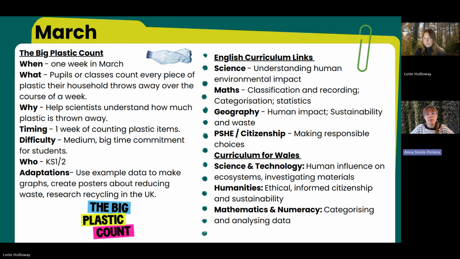There's lots of counting involved. It's not too complicated. Tally charts aren't too complicated. The adaptations to make it a bit more complicated, if you wanted, is that the Big Plastic Count does give historic data. So you could use this example data to make graphs, see what's changed about plastic use. But also it might give your students a chance to become science communicators. So they could create some posters about reducing waste or recycling. Again, these posters can be very simple and just say don't drop rubbish, or they could be more complicated, like, think about using this alternative compared to this, so you don't generate the rubbish. So you've got some adaptations in there.